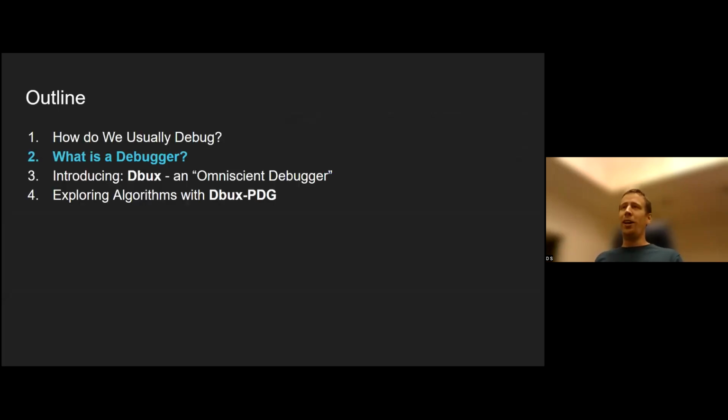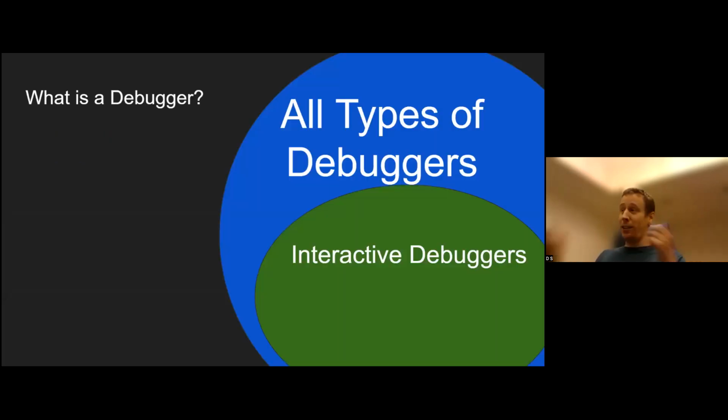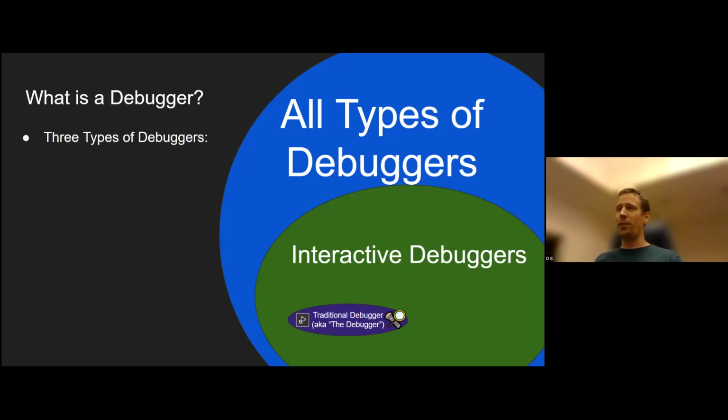All right, so next up, what is a debugger? So let's quickly define that. So there's all types of debuggers, and then there's these interactive debuggers. And of that, then there's the debugger. So the debugger, whenever you talk about the debugger, it's actually just one specific instance of an interactive debugger. I call it the traditional debugger to better differentiate it from the work that I'm doing, of course. But mostly, in most cases, you will just use the word the debugger. Of course, what is the debugger? Let's look at that in a second.